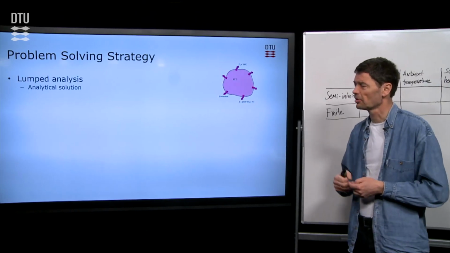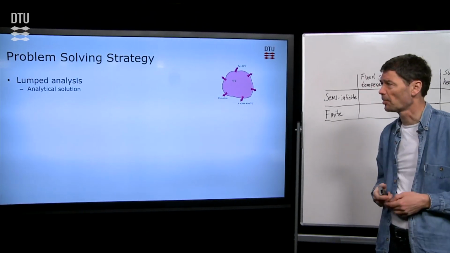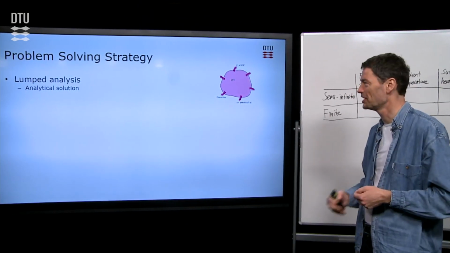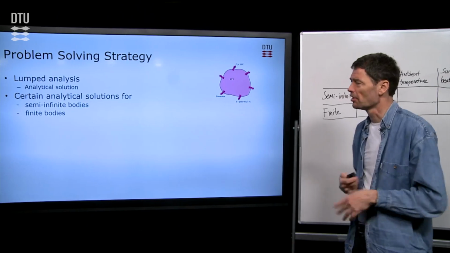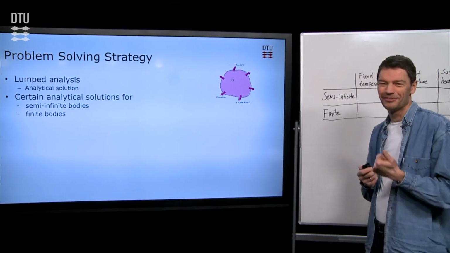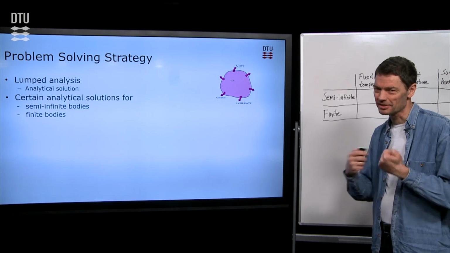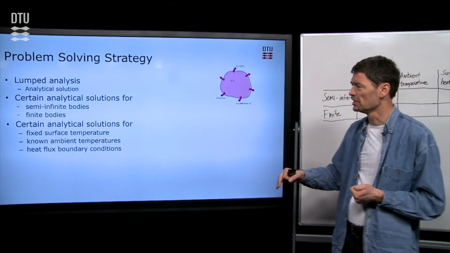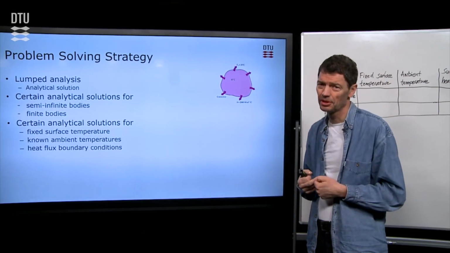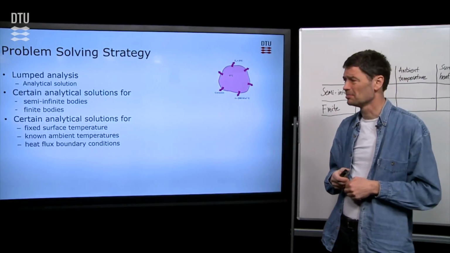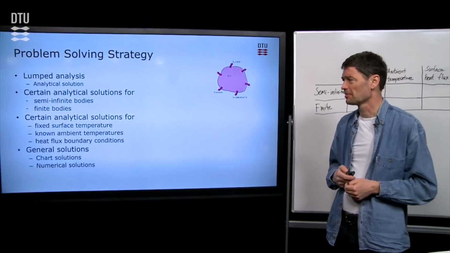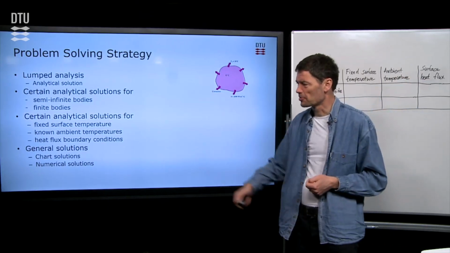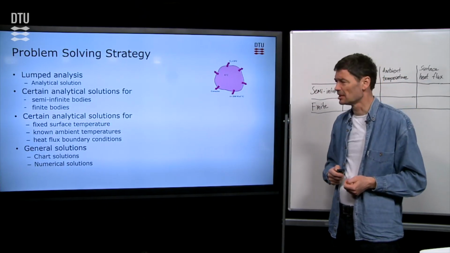So that was set up also from the talk about lumped analysis, a problem-solving strategy, and the initial part of the lecture, which we have done already, where we talked about lumped analysis. But also there are certain solutions for semi-infinite bodies and for finite bodies, and I'll come back to explain what we mean by that. And then we also consider the boundary conditions, if it's the surface temperature we know, or the ambient temperature that surrounds the material. And also we have solutions for certain heat flux boundary conditions. And further on, if it's even more complicated, in the end perhaps we have to go to numerical solutions, as it says at the bottom here.